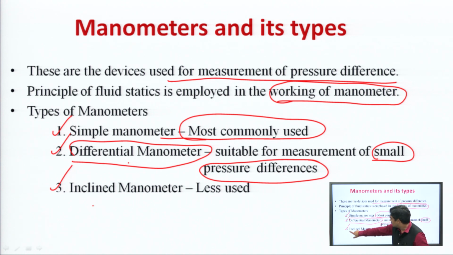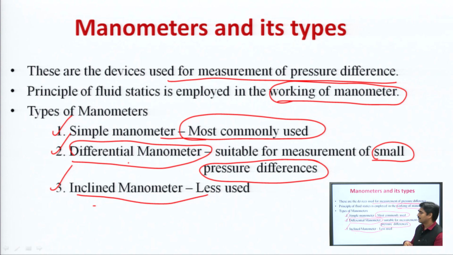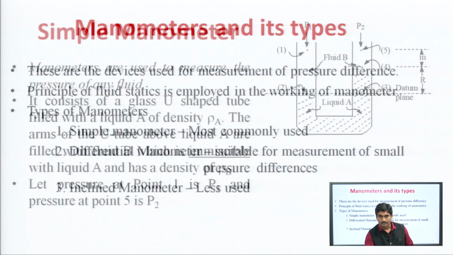The third point is inclined manometer. This is the third type of manometer. These manometers are very less frequently used, but it is also used for the measurement of small pressure differences.